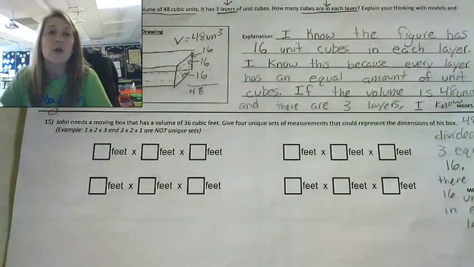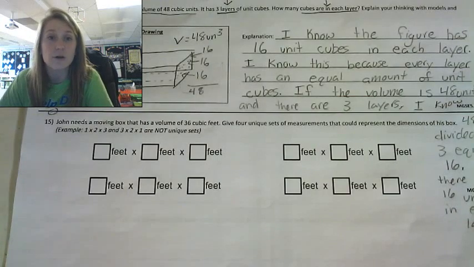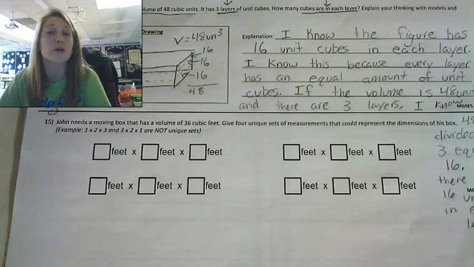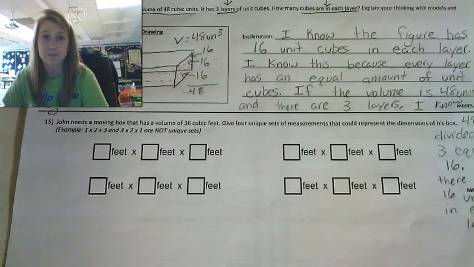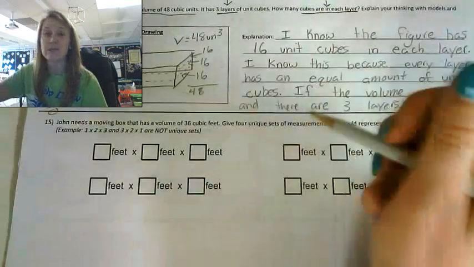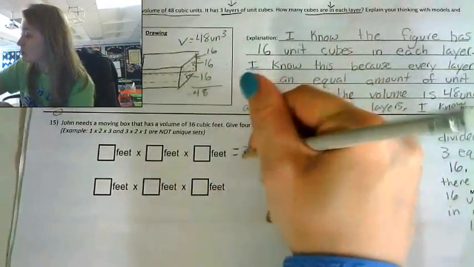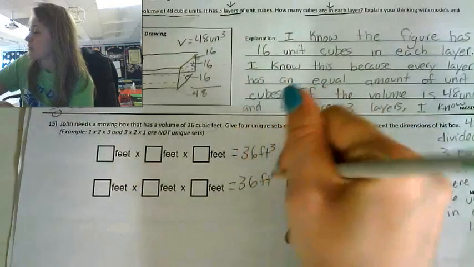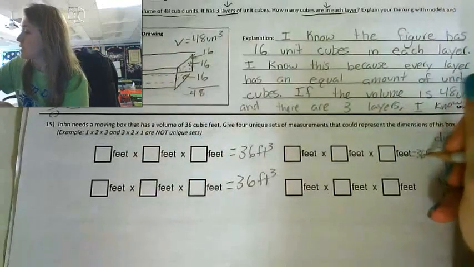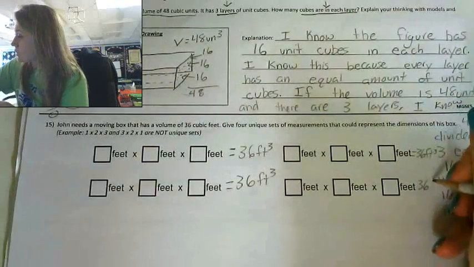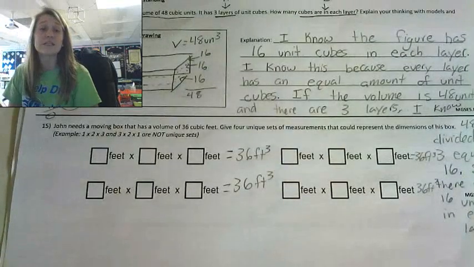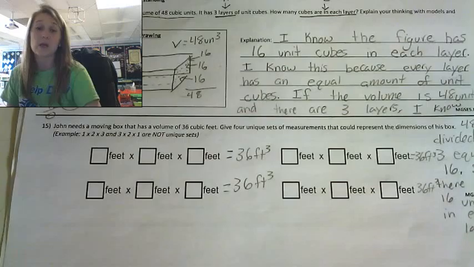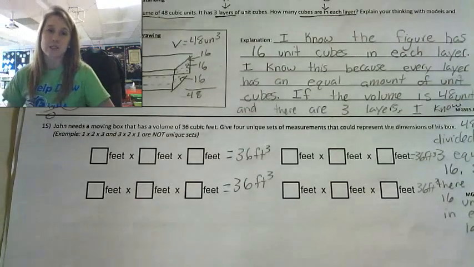All right, let's look at number 15. It's a fun problem. John needs a moving box that has a volume of 36 cubic feet. Give 4 unique sets of measurements that could represent the dimensions of his box. So, each of these has to equal 36 feet cubed, right? So I've just got to come up with 4 different ways to get to 36.